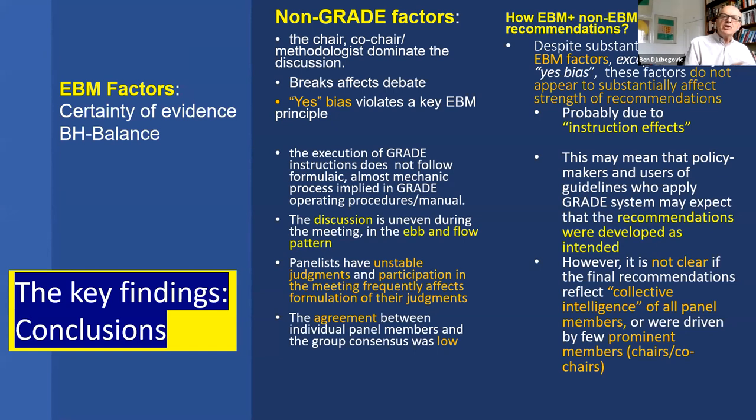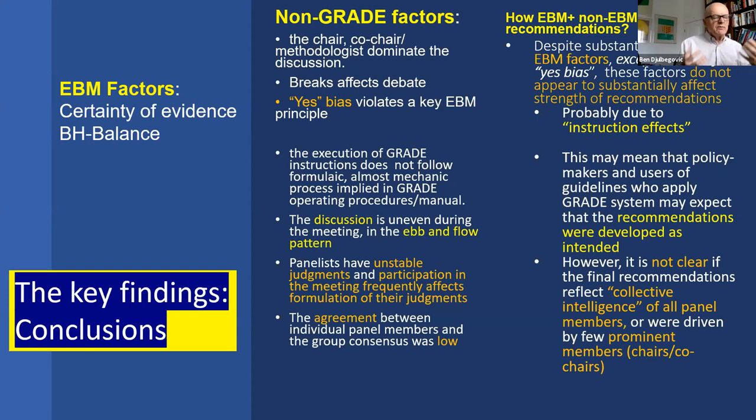Here's basically a summary of what we talked about, what we learned so far. These are the most robust data that we have. Remember, we set out to assess what are the most important evidence-based GRADE factors versus non-GRADE factors. In terms of evidence-based factors, certainty of evidence and balance of benefits and harms drive panel decision-making the best. Therefore, the conclusion would be that they have to continue to pay attention to that, which they already did.